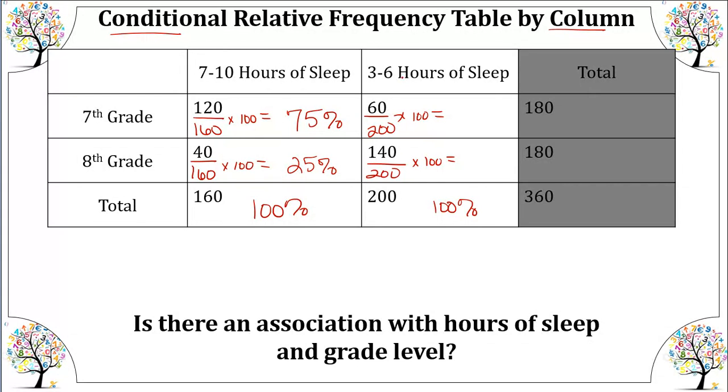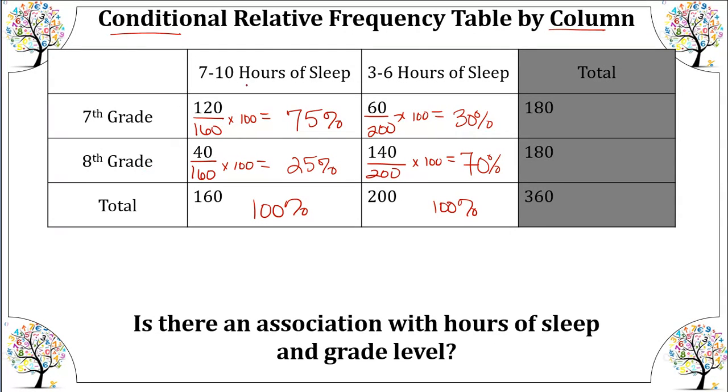Now let's do 3 to 6 hours of sleep. So 60 out of 200 people get little sleep. This is going to be 30%. So 30% of the little amount of hours of sleep come from 7th graders, and then the other percent is going to be 70% are 8th graders.